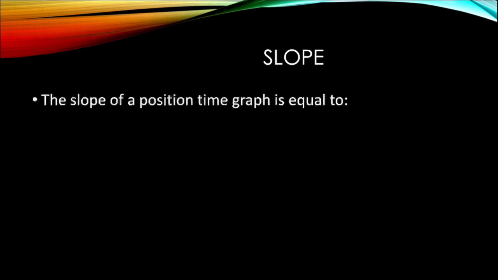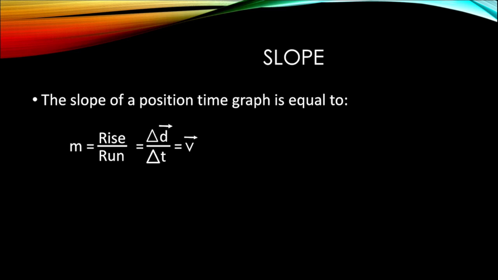Our last point of interest is the slope. Looking at a position-time graph, we know that the slope is equal to the rise over the run. Specifically, on a position-time graph, our rise is our displacement, and our run is the time interval. Displacement over the time interval is equal to our velocity. Therefore, the slope of a position-time graph must be equal to velocity.